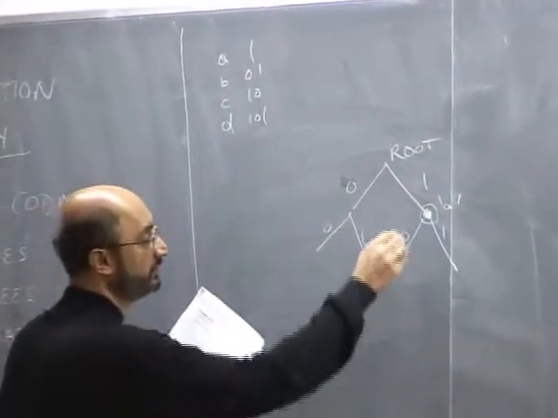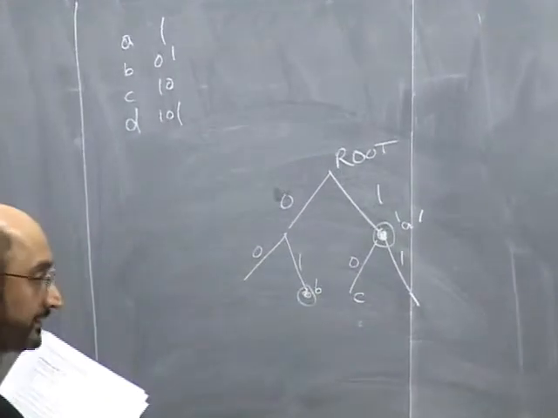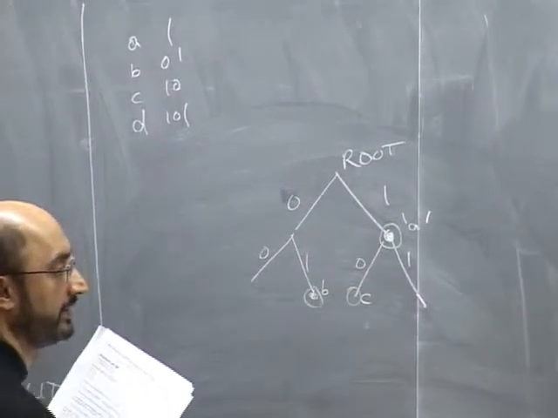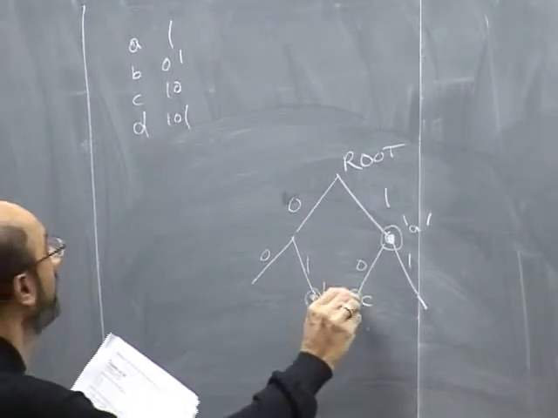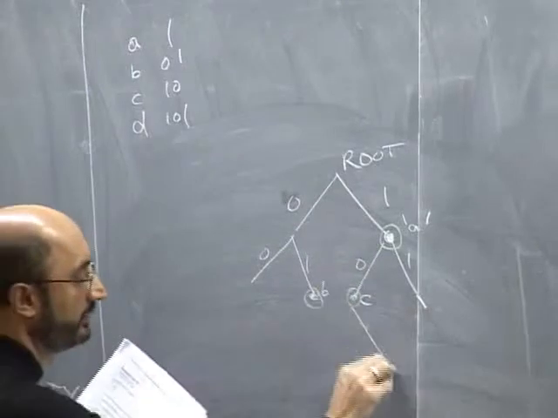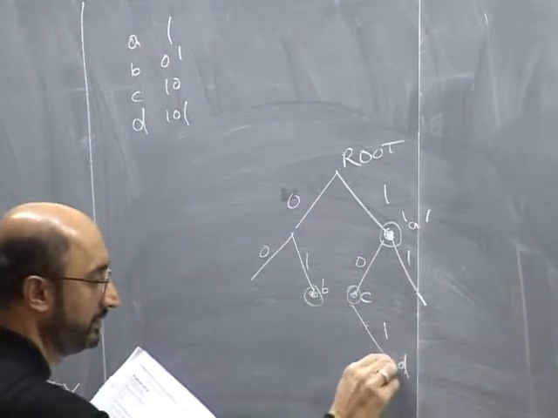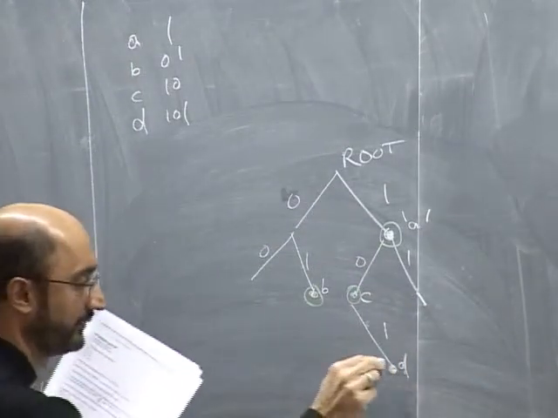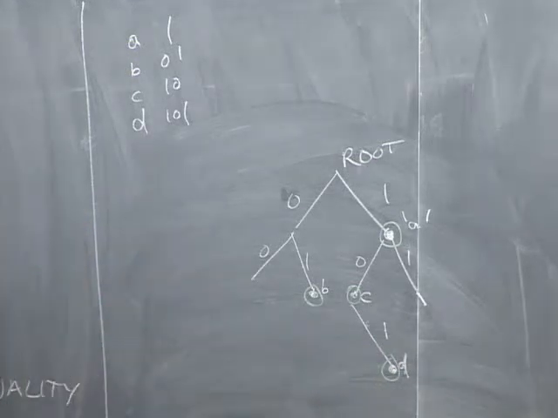C is 1, 0, so that's C. I'll put a circle around this guy here. And D is 1, 0, 1, 0, 1, it's over here. That's D. And we have this over here. So that's the tree representation of this code book.